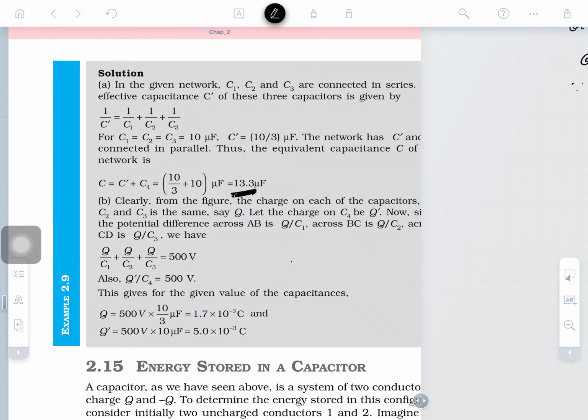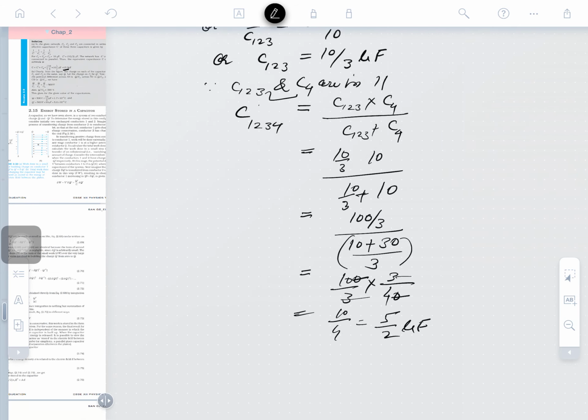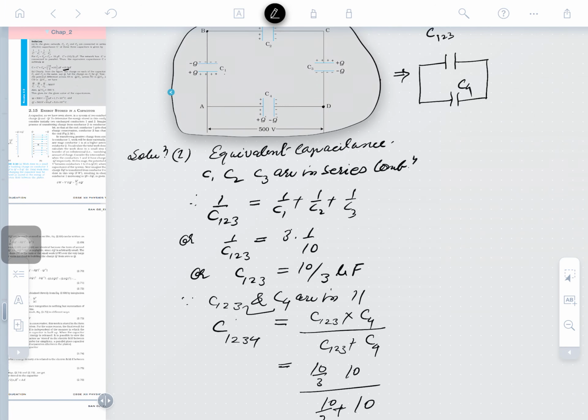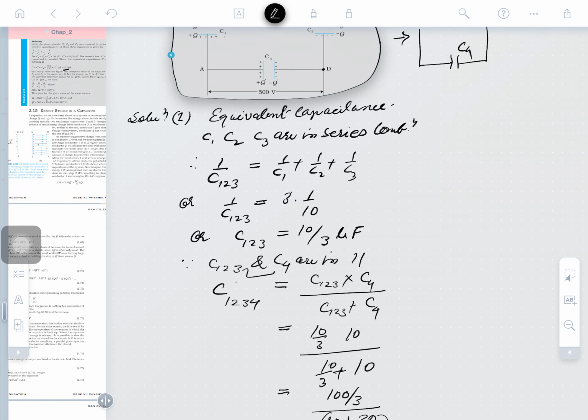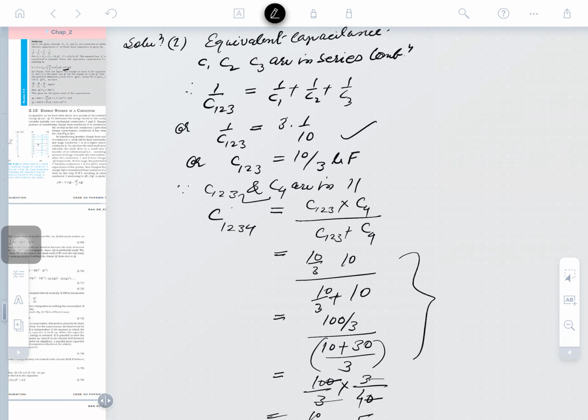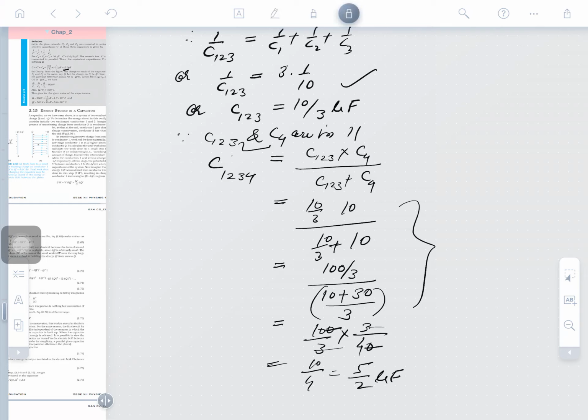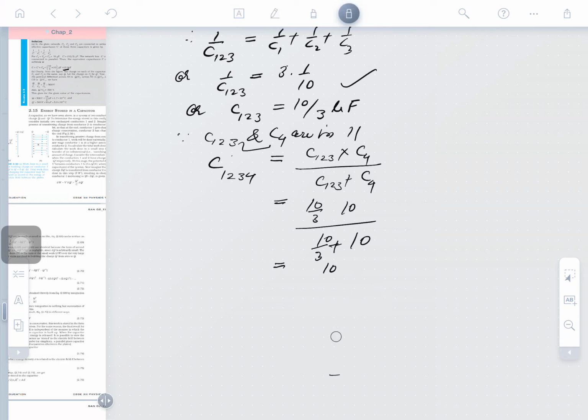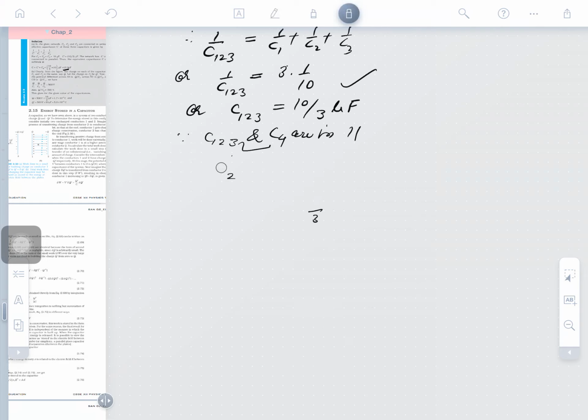Is this the equivalent here? No, no, no. Product upon sum, wait a minute, guys. This is for series, not for parallel. We have solved 10 by 3, but something else is wrong. The formula of series we have adopted. Okay, guys, we just have to employ the formula for parallel. For the parallel C1234, it will be the sum, C123 plus C4.